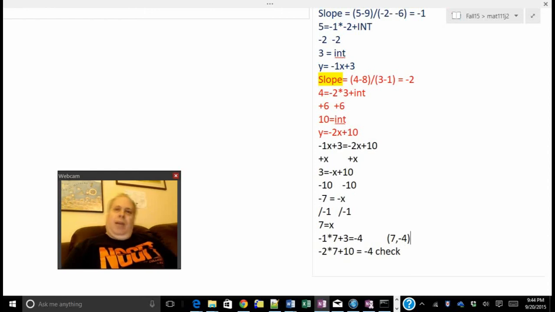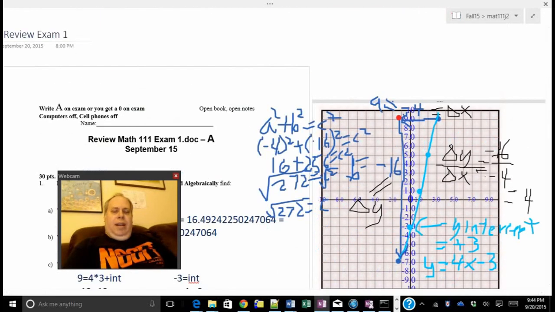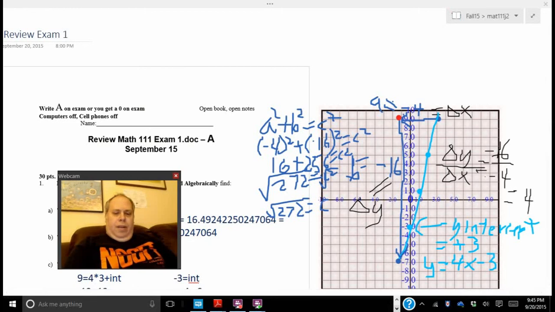Yay! By the way, do not forget your graph paper. When you come to the exam, you will need to bring your own graph paper and do it on that. Bye. That's the end of question 2.